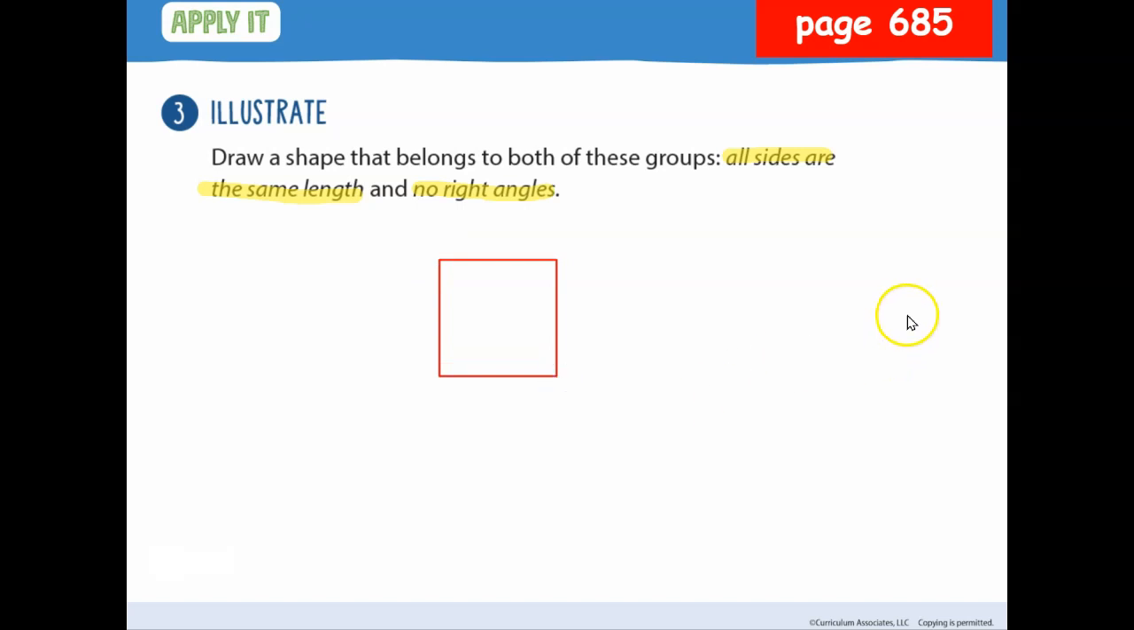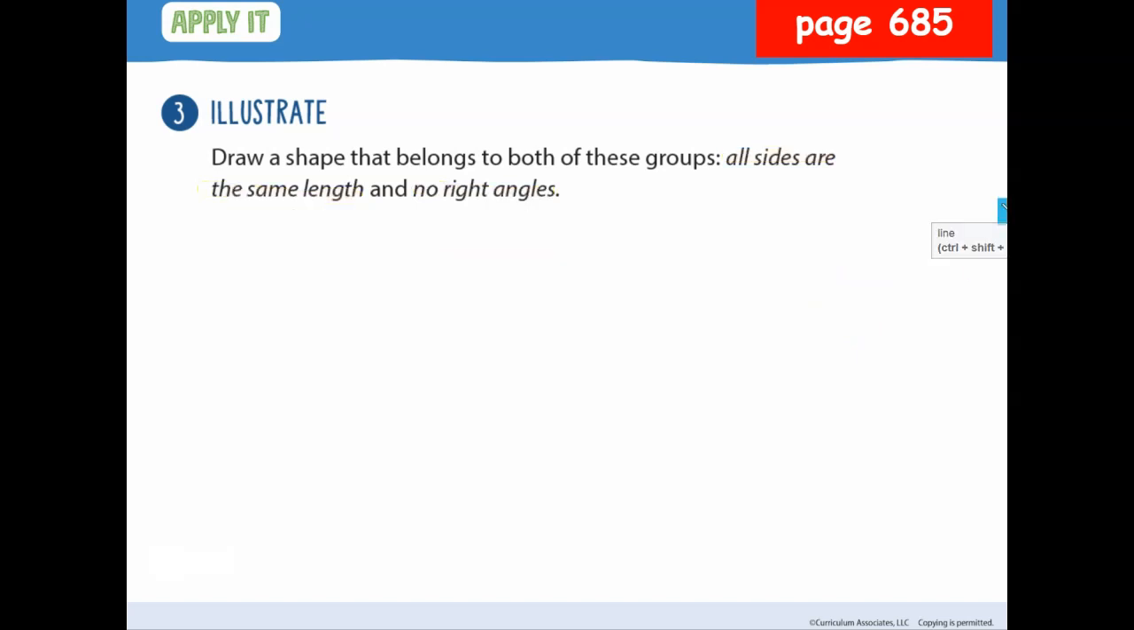Is this correct? No. But all the sides are the same length. But what else does it not have? It has right angles. It does have right angles. So if you drew a square, that's not right. Okay.